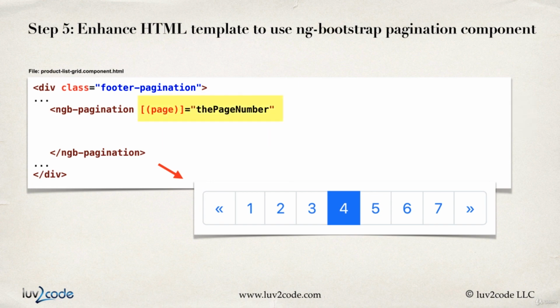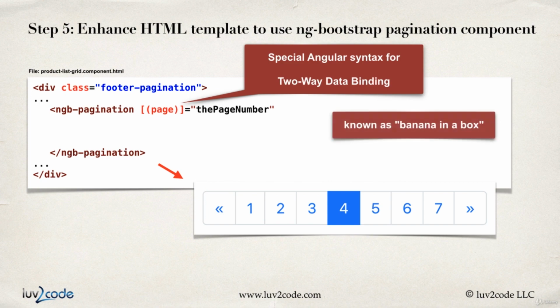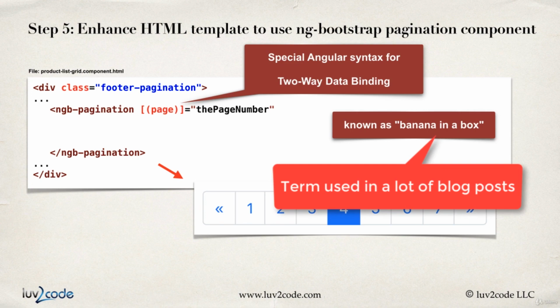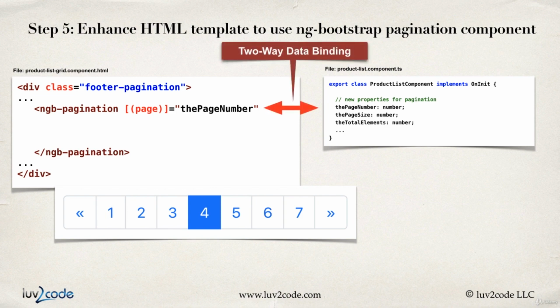So we'll start here with page. It's a special syntax here, the square brackets, parens, page. This is two-way data binding. It's known as a banana in a box. The square brackets mean the box, the parens mean the banana. So here we have the two-way data binding between the HTML template and the product list component.